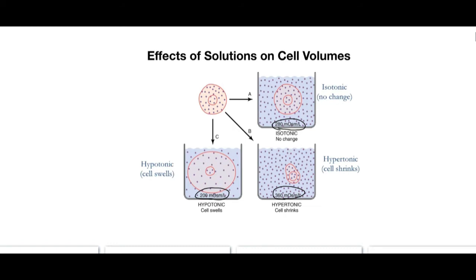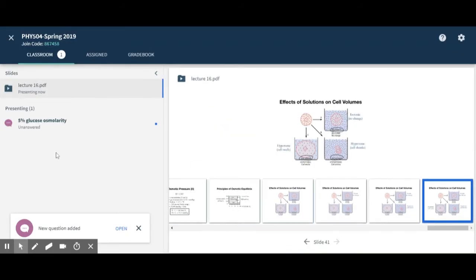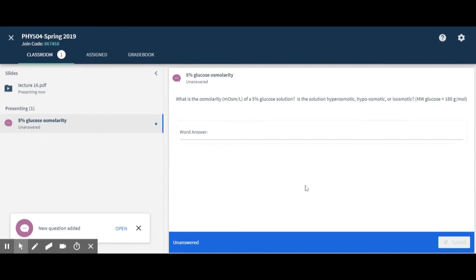Okay. So let's take a second and see about calculating the osmolarity of a 5% glucose solution. And then I want you to tell me if that is hyperosmotic, hypoosmotic, or isosmotic. My first question for you is, how many people know how to calculate a percent solution? Anybody remember?